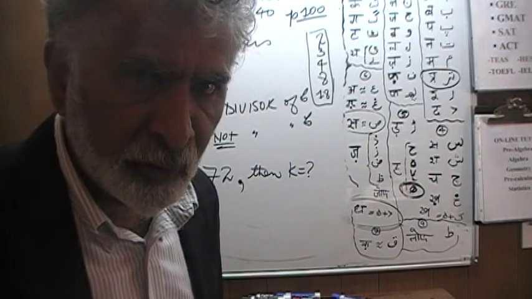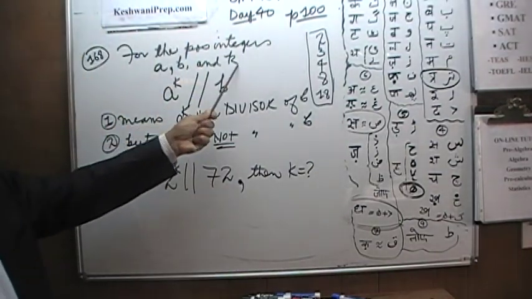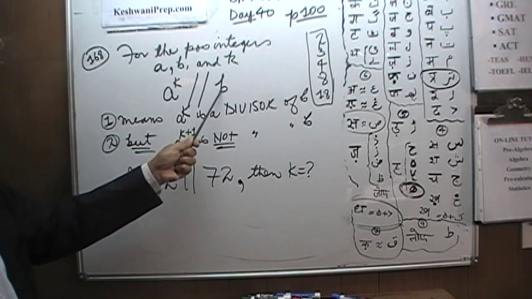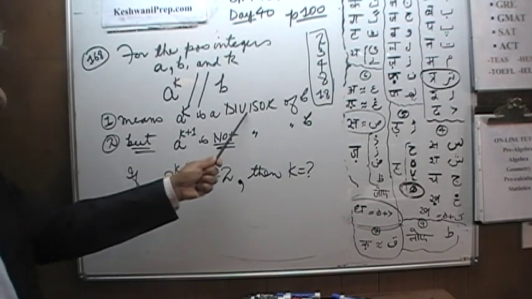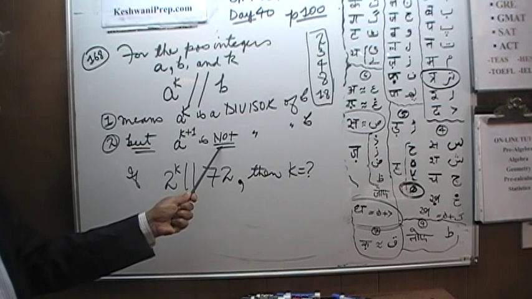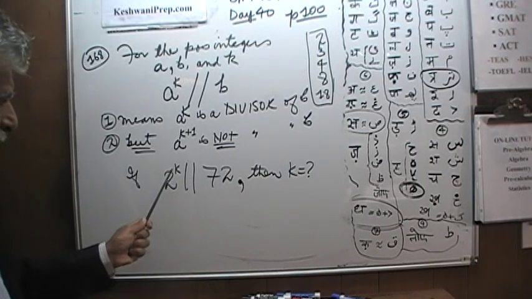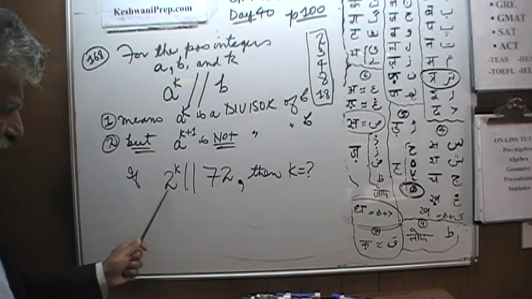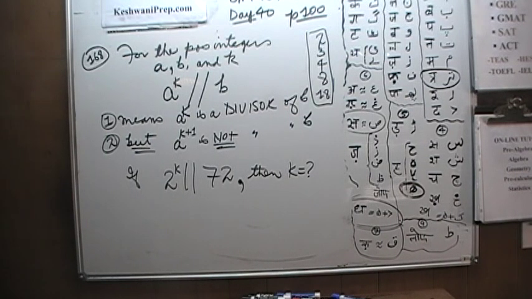I'm simply going to read it to you one more time. We are told that for the positive integers a, b and k, when we see this symbol a raised to k and a parallel line and then b, this symbol means that a raised to k is a divisor of b, but a raised to k plus 1 is not. We are told that this is true: 2 raised to k parallel line 72. This part is true. If this is true, then what must be the value of k? Go ahead, do it yourself.